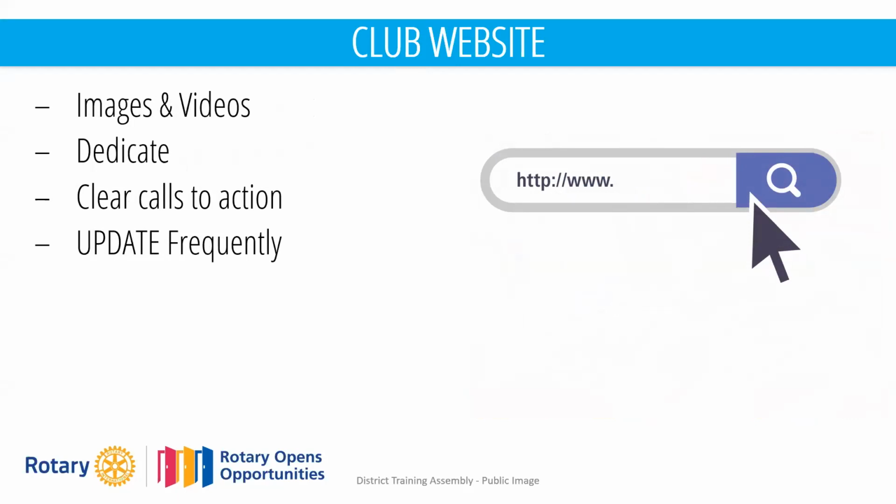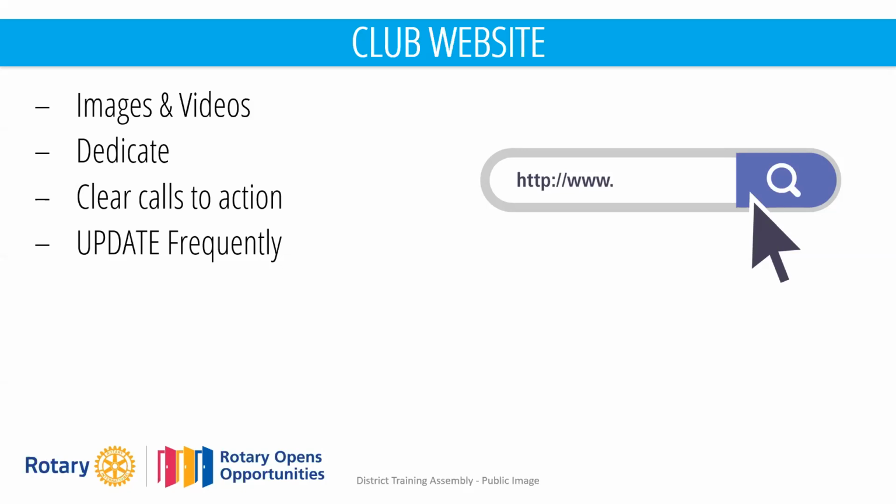For your club website, use images and videos that feature club members working together, having fun, and making a positive change within the community. Dedicate a section of your club's website to the public and encourage local organizations to link to it. Make it easy for community residents to support your club by including clear calls to action, including ways to donate, volunteer, or become a member, and update your website frequently.